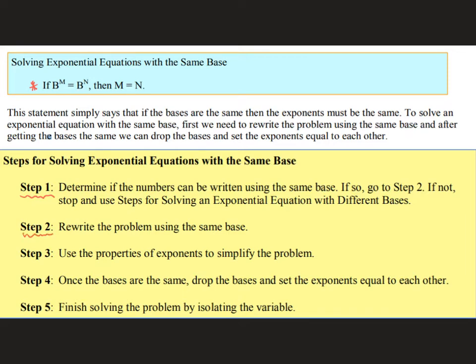Step 2, go ahead and rewrite each side of the equation using the same bases. Step 3, use the properties of exponents to simplify the problem. Step 4, once the bases are the same, we can simply drop the bases and set those exponents equal to each other. And then finally, step 5, finish solving the problem by isolating the variable.